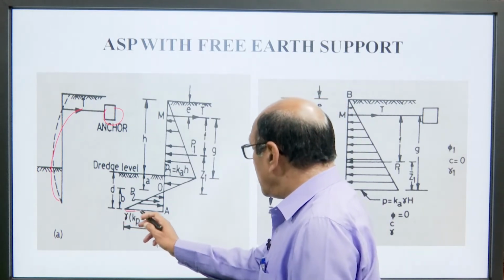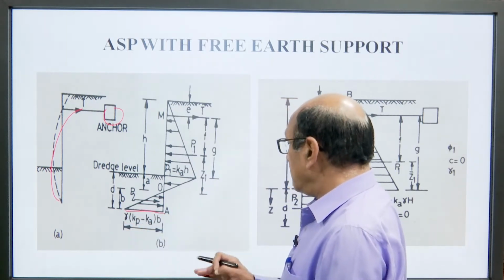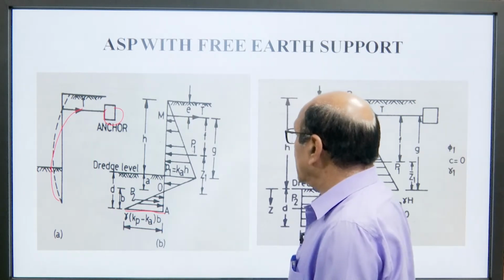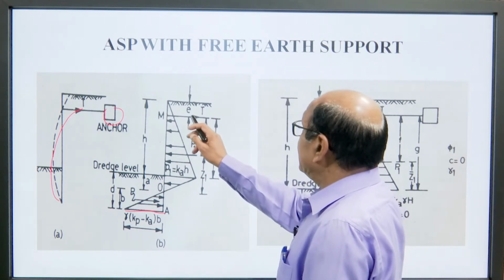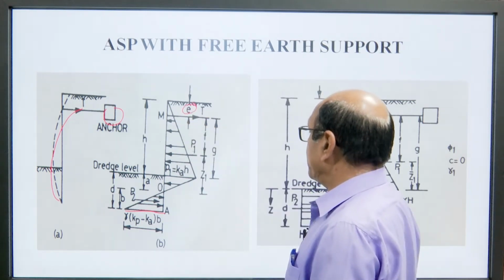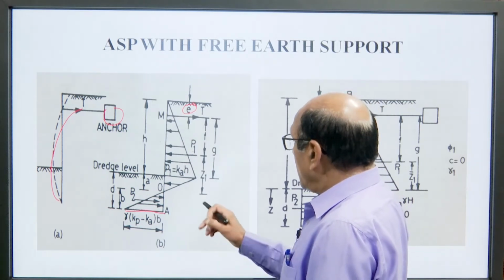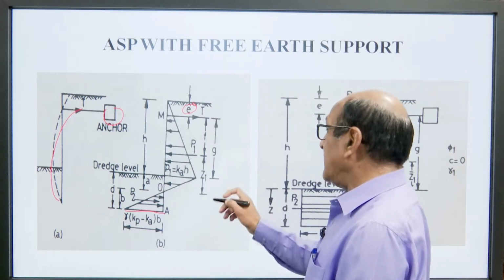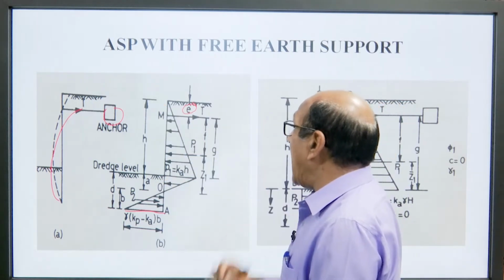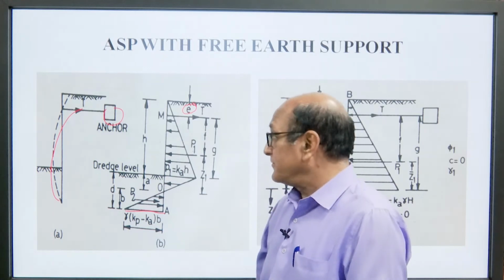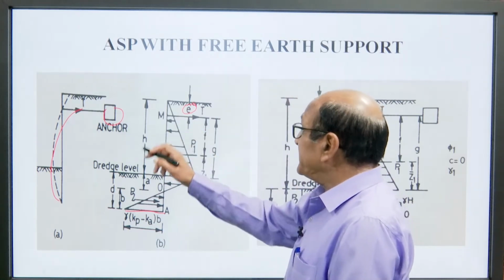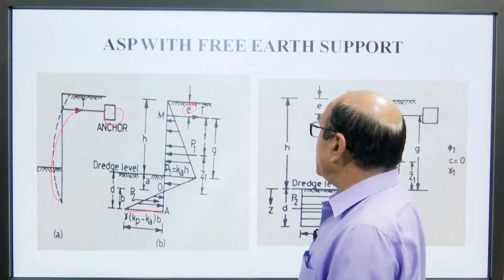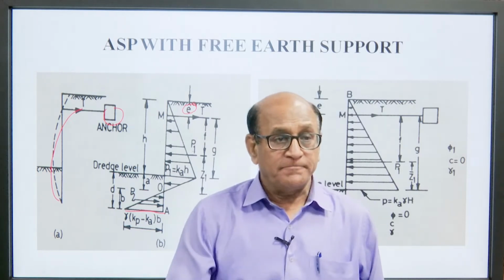This is the bottom pressure at this level. We can say here, and this is the eccentricity, E is the eccentricity. Here P1 is equal to Ka, the coefficient of active pressure, into H. H is the height of backfill. So, this is the pressure distribution of the anchored sheet pile with free earth support.